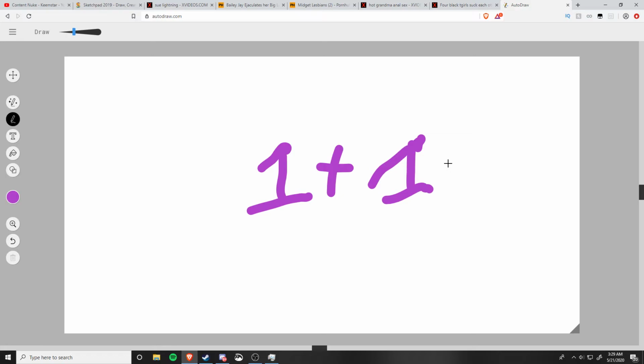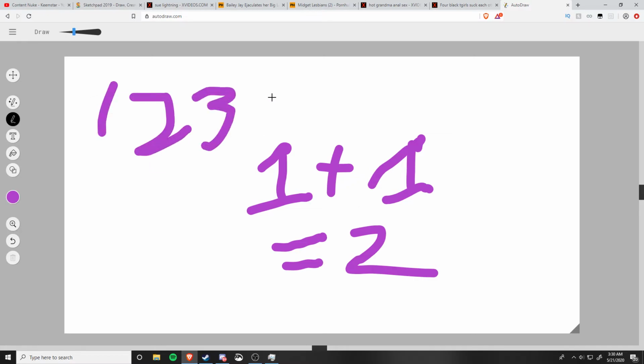Okay? Adding. So now I got a 1 plus 2. Oh, I messed that up. It's a 1 plus 1. And then there's an equal sign right there, and that's a 2. Okay? If you look at the number line again, 1, 2, 3.